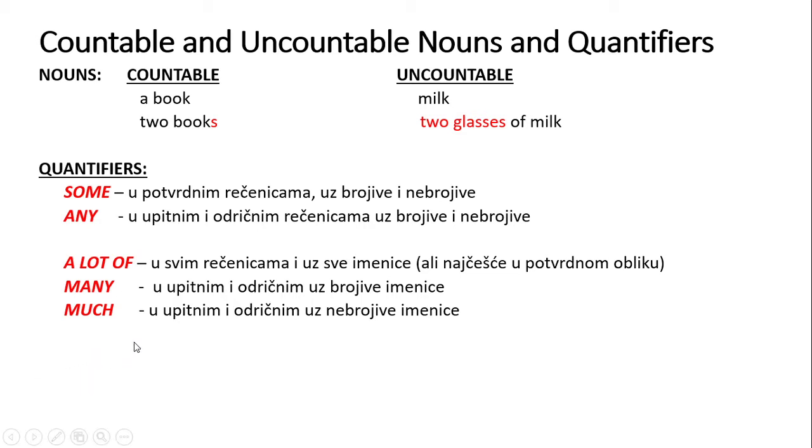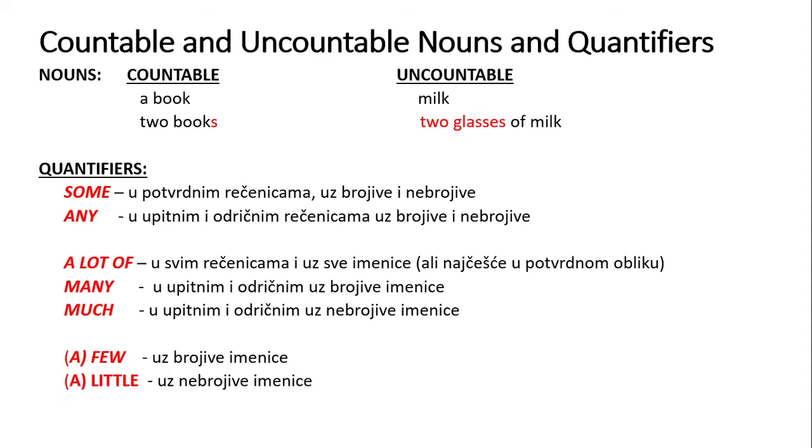And what if we are talking about small quantity? Then we use a few and a little. You can use them in all types of sentences, but a few is used with countables, while a little is used with uncountables. And one more thing, you can say few or a few, just like you can say little and a little.